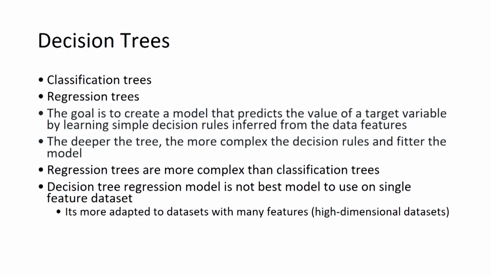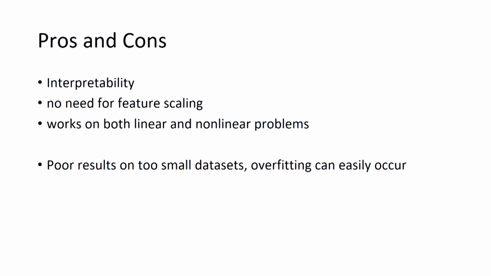Now, the decision tree regression model we generally use when our data set is high dimensional, or the number of features is very large. Otherwise, if your data set has a single feature or very few features, then generally we can use other regression models like the simple linear regression model or multiple linear regression model. But if your data set is high dimensional, then it is useful to use decision tree.